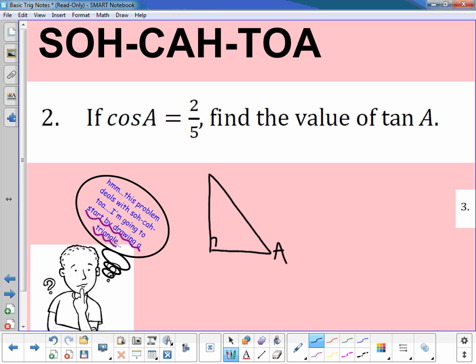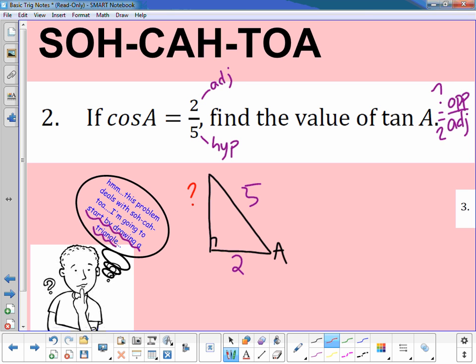So cosine of A is equal to 2/5. Cosine is the same thing as adjacent over hypotenuse. So I know that 2 is my adjacent and 5 is my hypotenuse. Now I want the tangent of A, and tangent is equal to opposite over adjacent. Well, the adjacent side I know is 2, so I know my denominator is going to be 2, but the opposite side is missing. I don't have that side. This is a question mark here. I don't know what that is.